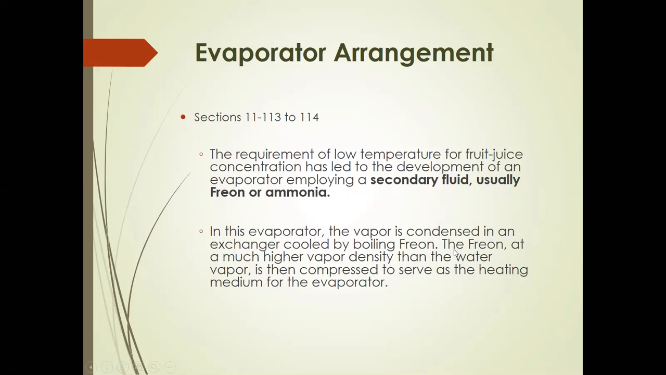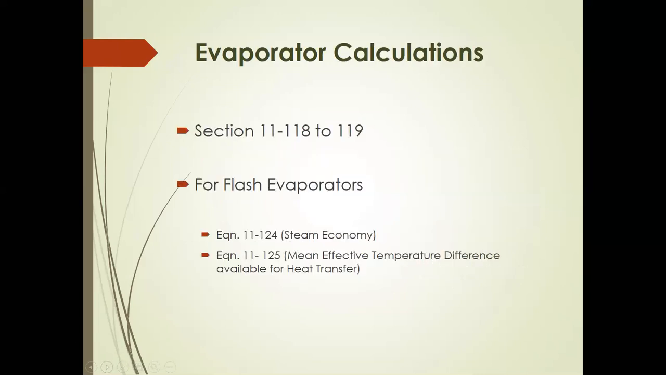After that, the freon has been used in condensing the vapor. It is being compressed because of its high vapor density. It is being compressed to serve as the heating medium for that same evaporator. The boiling freon is used to condense the vapor for a particular evaporator. After it condenses the vapor, it is being compressed and again reused in that same unit as the secondary heating medium. That's in the case of using freon and ammonia as a secondary heating medium.